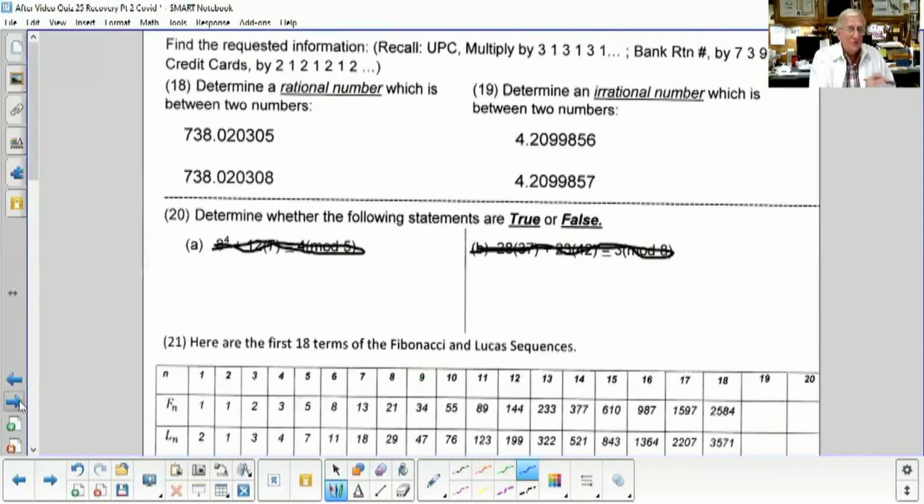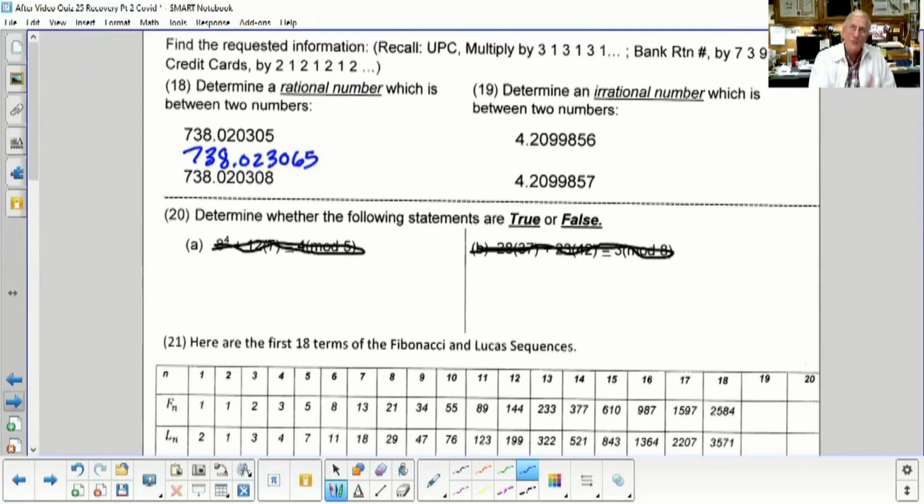To get a rational number between 738.020305 and 020308, you need to take those two numbers, add them together, and divide them by 2. When you have done that, you will get this number, which is exactly halfway between them. Am I finished with this problem? As a matter of fact, I am, right?